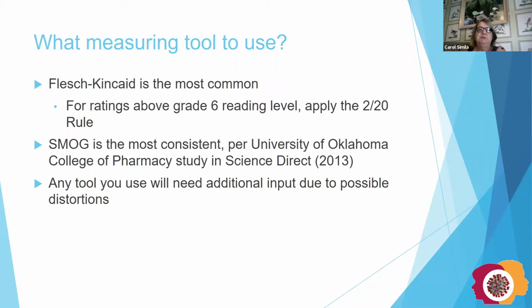What measuring tool to use? This is a big question. I know there's probably a lot of controversy. Flesch Kincaid is the most common. It's for ratings above grade 6 reading level. Then you can apply the 220 rule. So that's where I usually start off. I use the Flesch Kincaid to see where this text falls in that scheme.